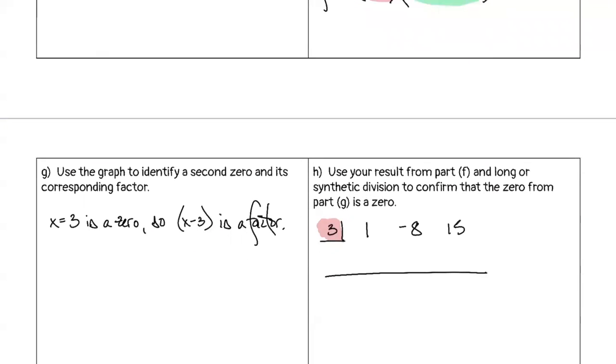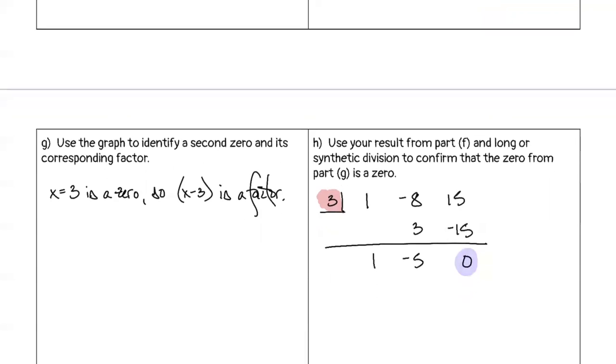Right. What do I hope to get down here if I want that x minus 3 as a factor? Yeah, I want to get a 0 there, right? So let's see if we get a 0. We're going to drop that 1 down. 3 times 1 is 3. -8 plus 3 is -5. 3 times -5 is -15. Ooh, yep, I got a 0.